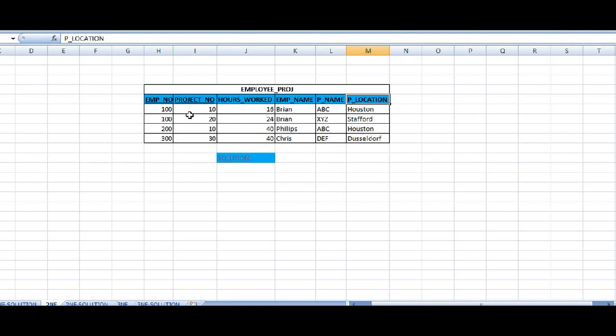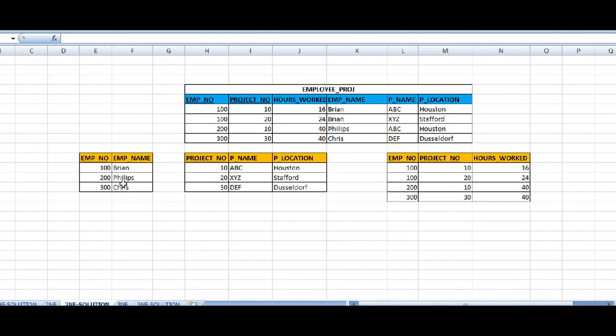Let's come to the solution. So this is the solution. I have to make 3 different relations so that it will be 2NF compliant. See, employee name is fully dependent on employee number. Employee name is dependent on employee number, so I have created this one. Here primary key is employee number, non-primary key is employee name. So it is in compliance with 2NF.